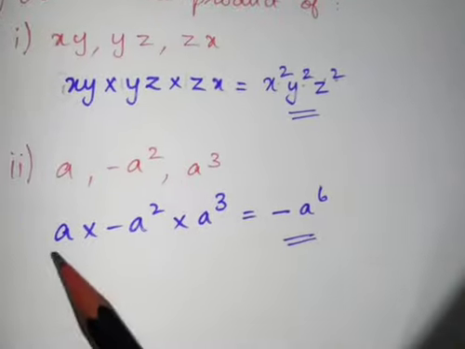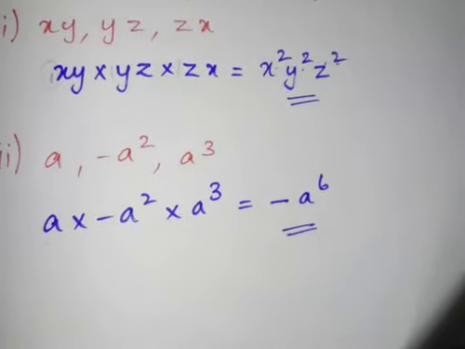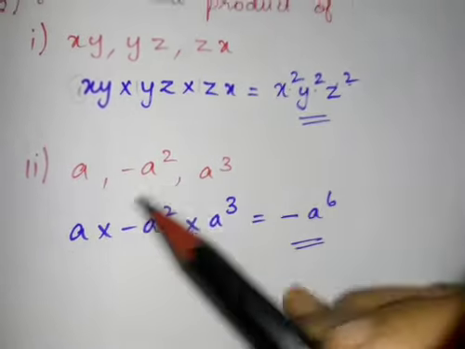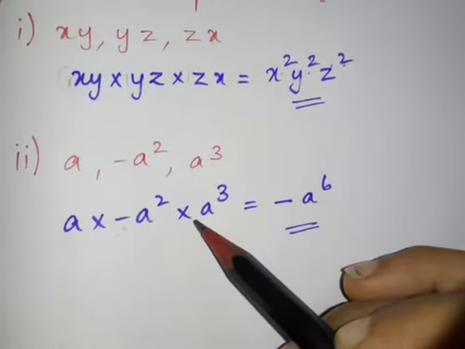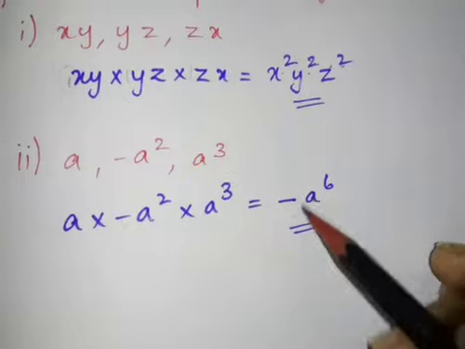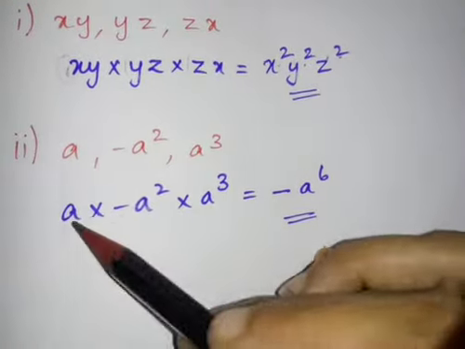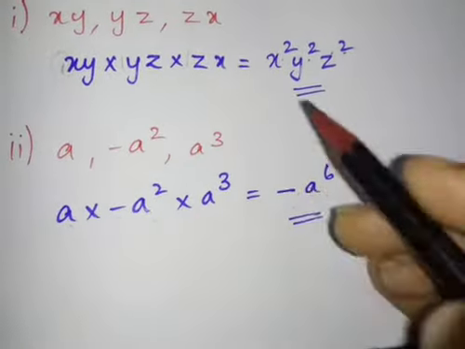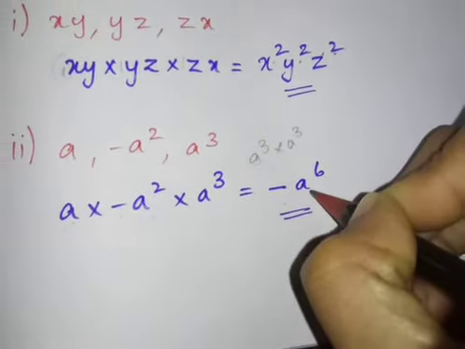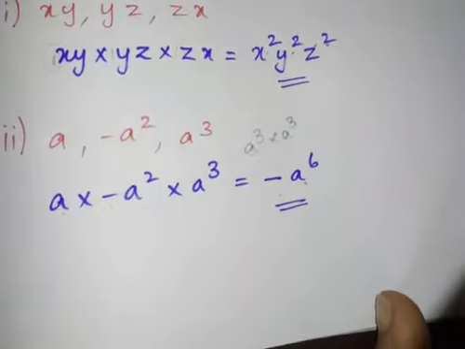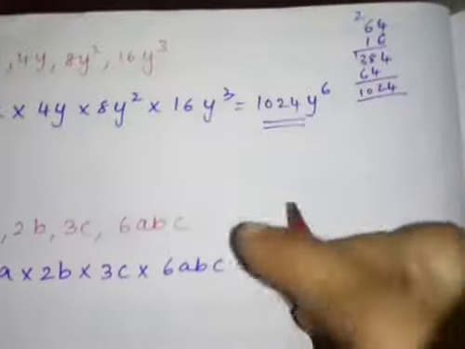Next, second problem. A into a square into minus a square into a cube. So, here 1 into minus 1, minus 1. Minus 1 into 1, minus 1. So, I wrote minus alone. Okay. A into a square, a cube into a cube is a power 6. Okay. So, minus a power 6 is the answer.